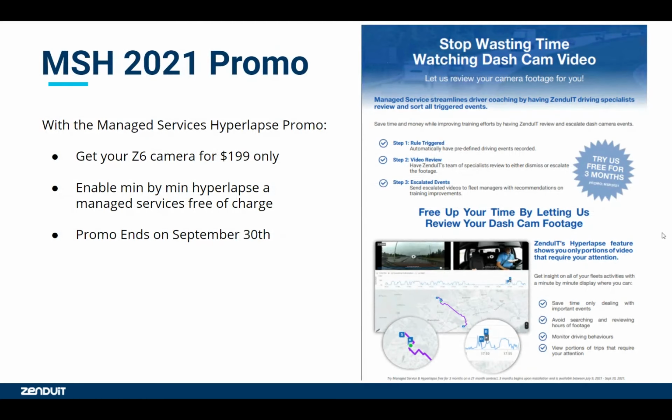As for our MSH promo, we're proud to announce that we're launching this promotion this summer. It's already live. I believe our channel partners have already reached out to you about that promotion. With that promo, you'll be able to get your Z6 for only $199, while also having free access to managed services and our minute-by-minute hyperlapse for 3 months free of charge. This offer is valid until September 30th of this year. Thus, I advise you guys to make the most out of it.